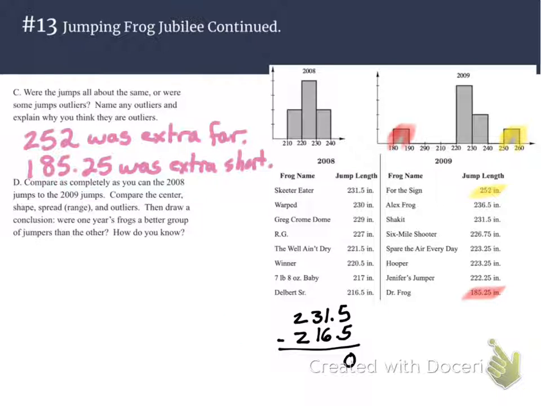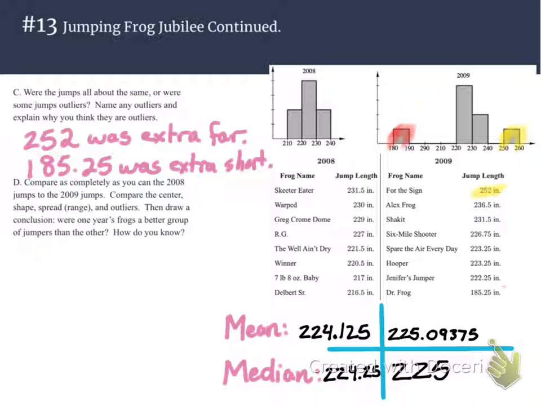Well, let's look at our data that we just worked on. So we have the mean and the median. Let's first compare the means. 2008, it's 224 and change. And 2009, it's 225 and change. So if you're looking strictly on the numbers, this has a higher mean. So I would say, yeah, I mean, you could argue that 2009 had higher jumpers.